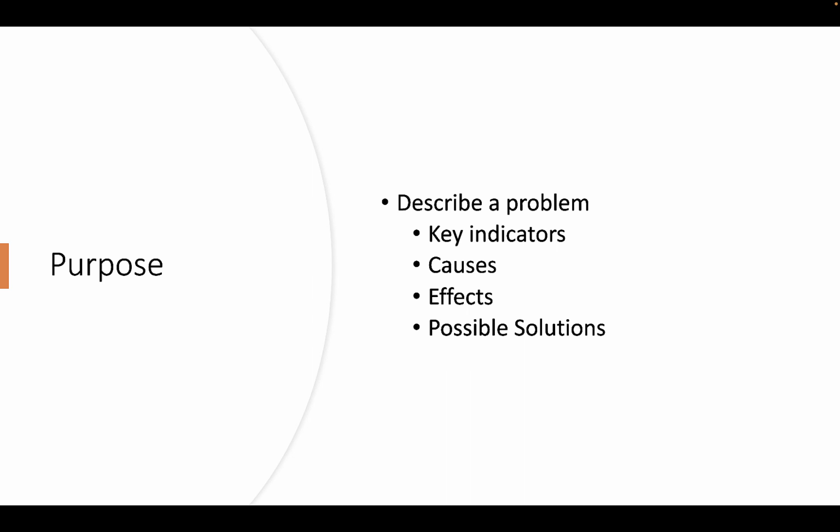The first thing you're probably going to want to do is provide the key indicators. How do we know this is a problem? What are the facts or statistics that tell us that this is a problem? Next, you probably want to go through the causes of the problem, if they're known. Next, the effects of the problem. What are the impacts? And then you probably want to wrap up by summarizing and describing the possible solutions.